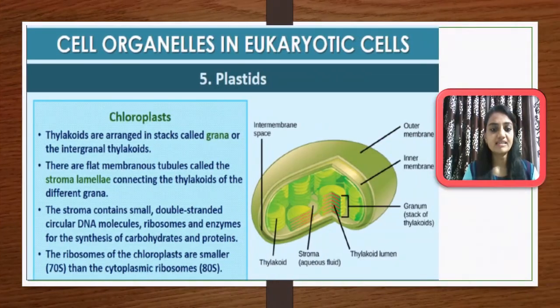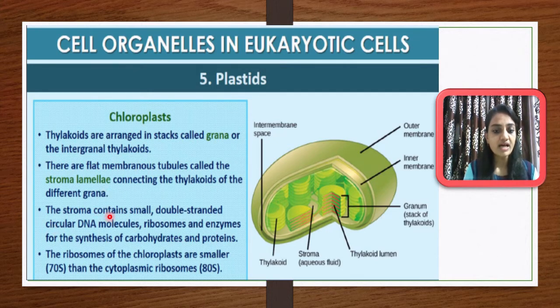Thylakoids are arranged in a stack called the grana. Here you can see this is the stack of thylakoids, and combinedly it is called granum. That stack of thylakoids is also called intergranal thylakoids. There is a flat membranous tubule called stroma lamellae, and it connects the thylakoids of the different grana. Here you can see this is one stack, this is another stack. The connections in between are called stroma lamellae.